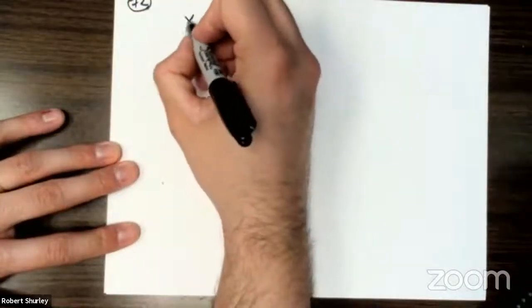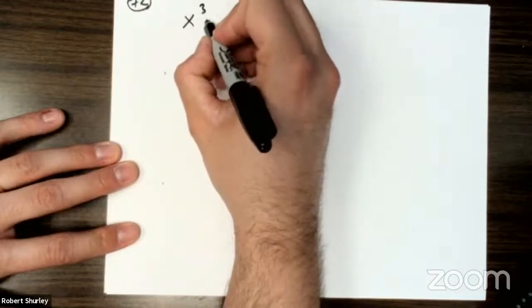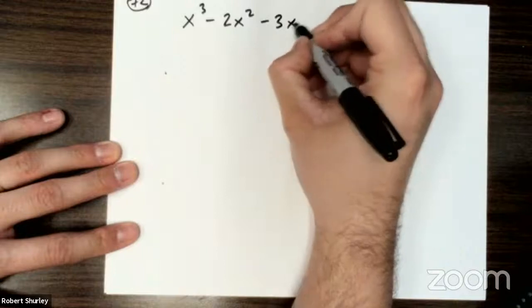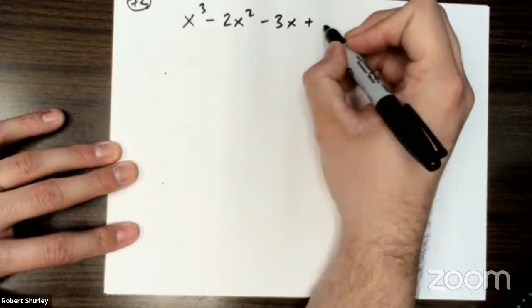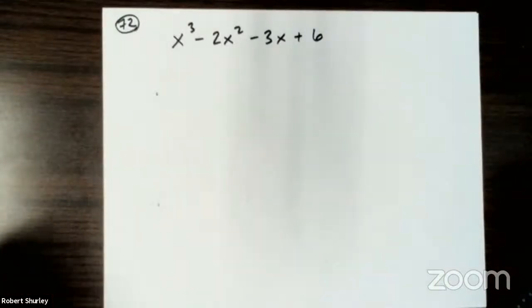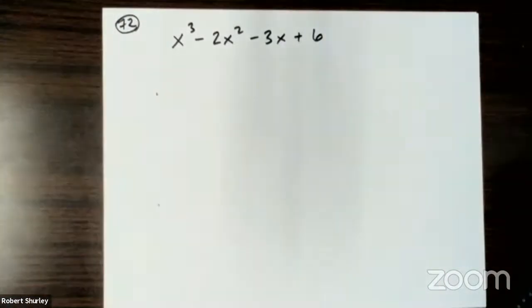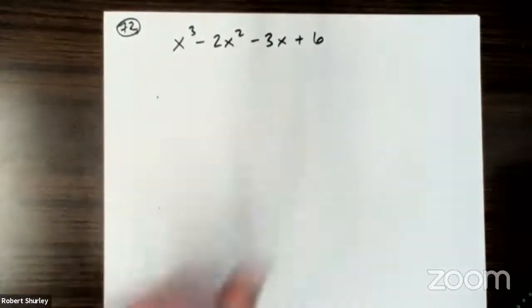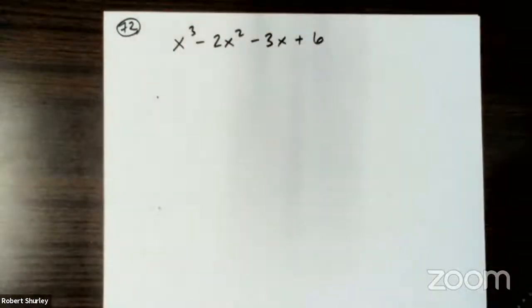72 says x cubed minus 2x squared minus 3x plus 6. Okay, good. So this one gives us a minus 1, so we can do an example like that. Actually, I'm going to pause here for just a second. I want you to try this one, and then I'll come back to it. So I'll give you a minute to try it if you're following along at home, just to see if you're in the same spot. Give you just a minute.